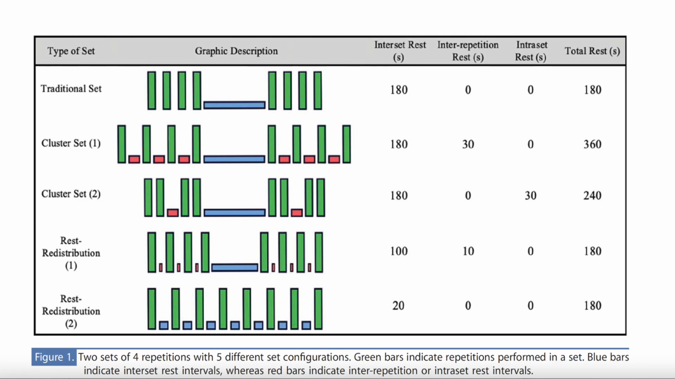In the picture you can see that we've got some different set configurations. If you look at the first two, what you'll see is the traditional set. The traditional set essentially is multiple repetitions followed by an interset rest. Essentially a long rest after several repetitions. The cluster set is different because it puts in an intra-repetition rest. So in between each repetition, there's a very short period of rest, to allow recovery to take place, and then you have your standard interset rest.